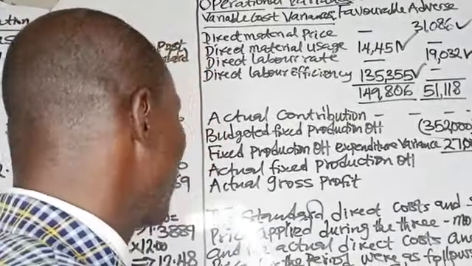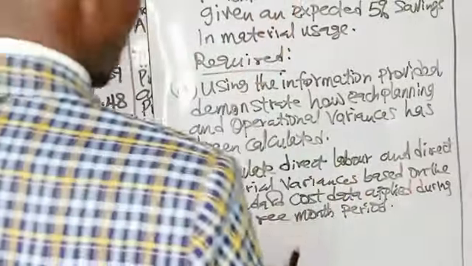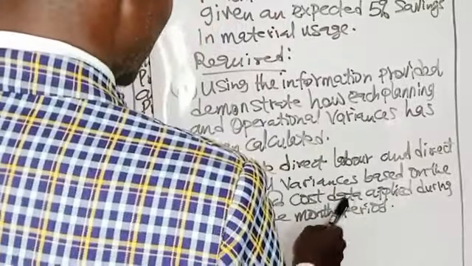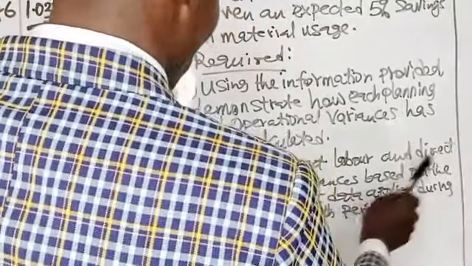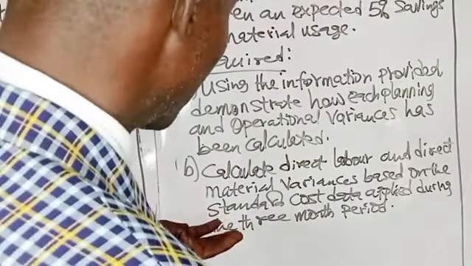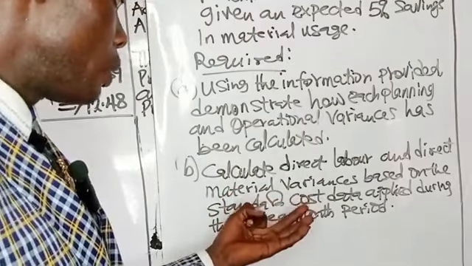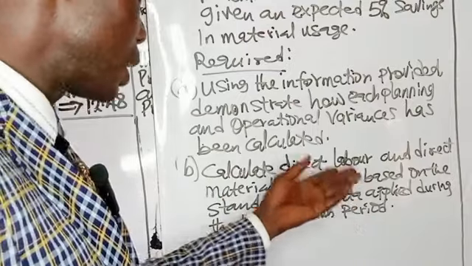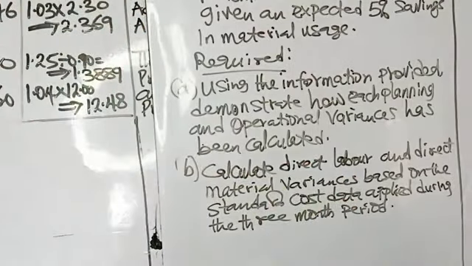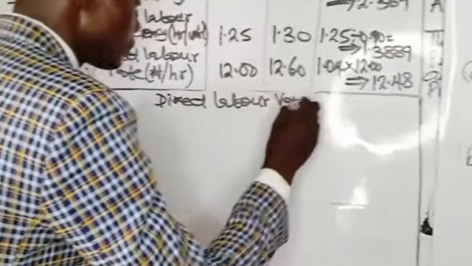That is the first part of the question. B, calculate direct labor and direct material variances based on the standard cost data applied during the 3-month period. So you want to calculate the direct labor and direct material variances. We can compute direct labor cost variance, labor rate variance, and labor efficiency variance based on the information provided. Now, direct labor variances.